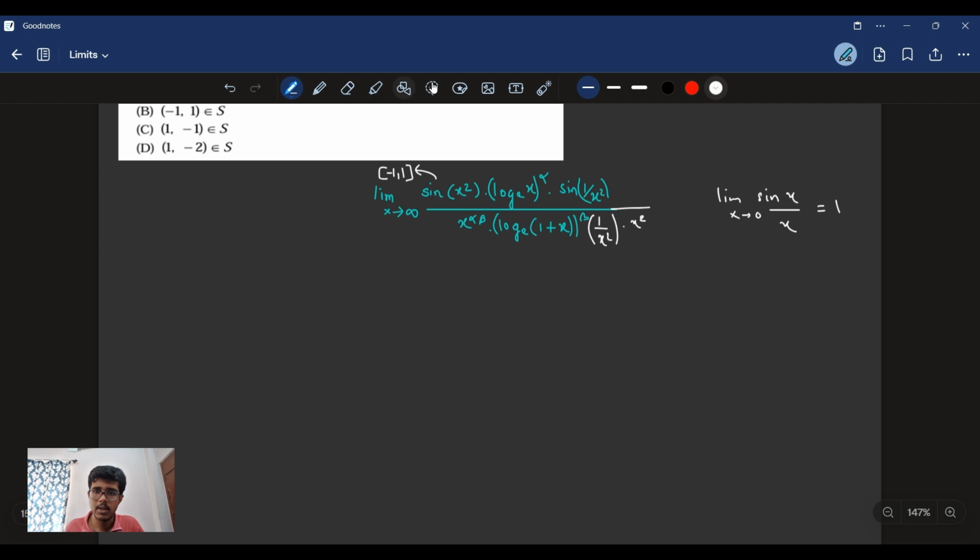And we know, according to the standard limit, sine x by x is equal to 1. So what I can do is simply replace sine of 1 by x square divided by 1 by x square with 1. So I'm doing just that.